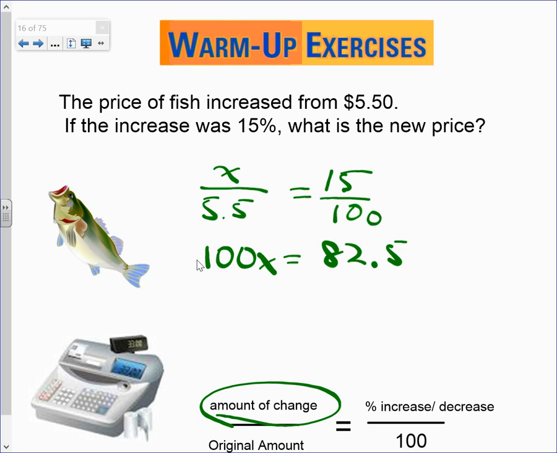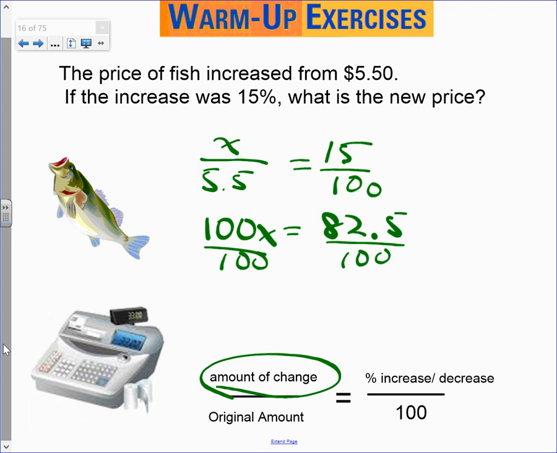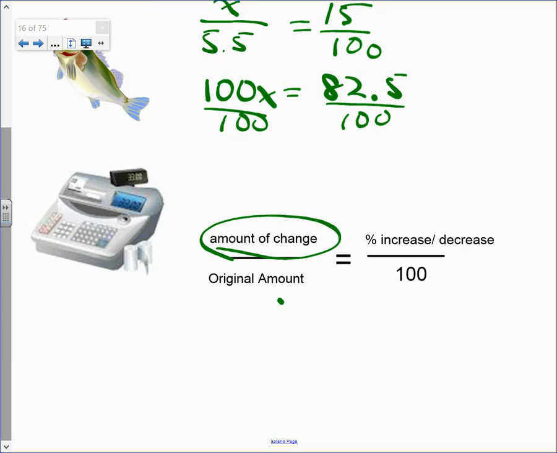Okay. Now, watch closely. What's going to happen now? I'm going to divide both sides by 100. Okay. So this is gone. X is, I'll move this decimal to the left twice, so it's really 0.825. If you forgot that little trick, that little shortcut, just punch in the calculator, 82.5 divided by 100, you get 0.825.